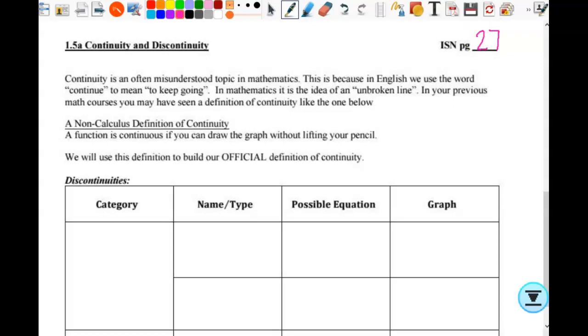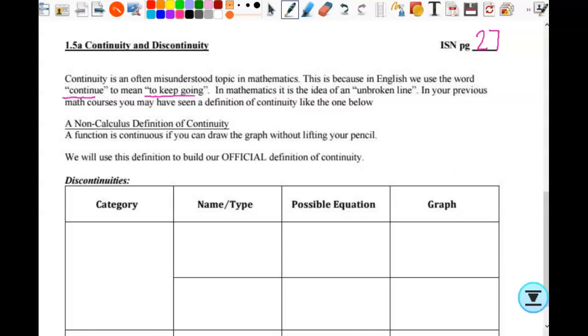So we're going to use the idea of our limits and what we know about some functions to talk about continuity and discontinuity. The concept of continuity and discontinuity is not brand new. We did look at this in pre-cal, but we didn't talk about it limit-wise. So it's an often misunderstood topic because the English word we use to continue means to keep going, right? So that's what continue means, but continuous, it's like an unbroken line. So if I can put my pencil down at the beginning and draw the entire thing without picking it up, that's what makes it continuous, okay?